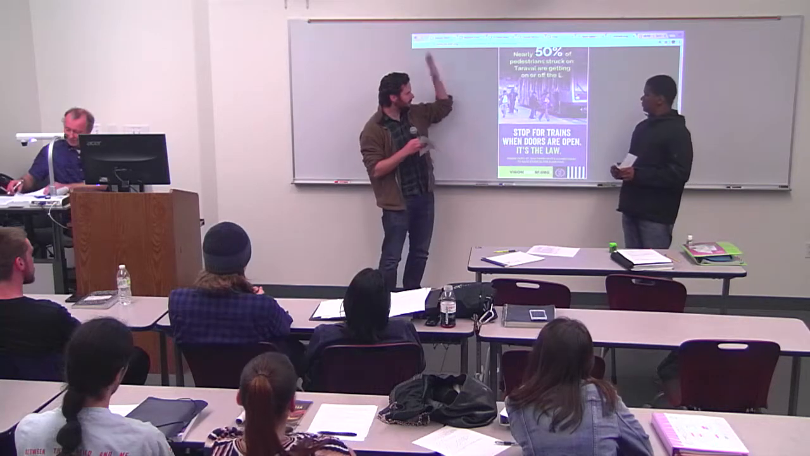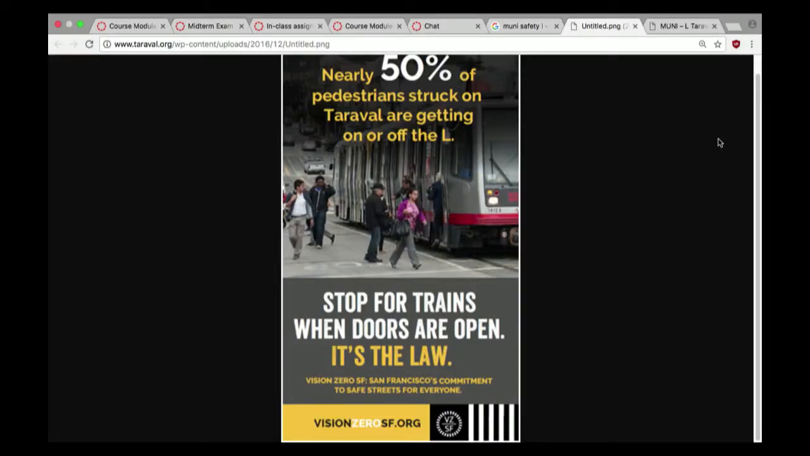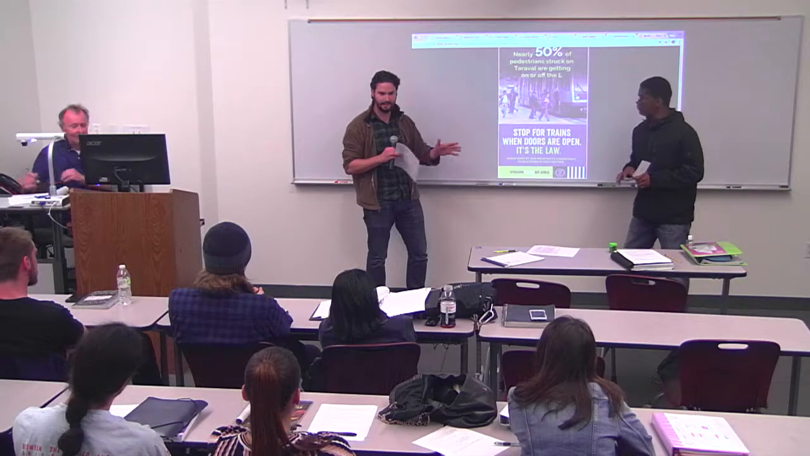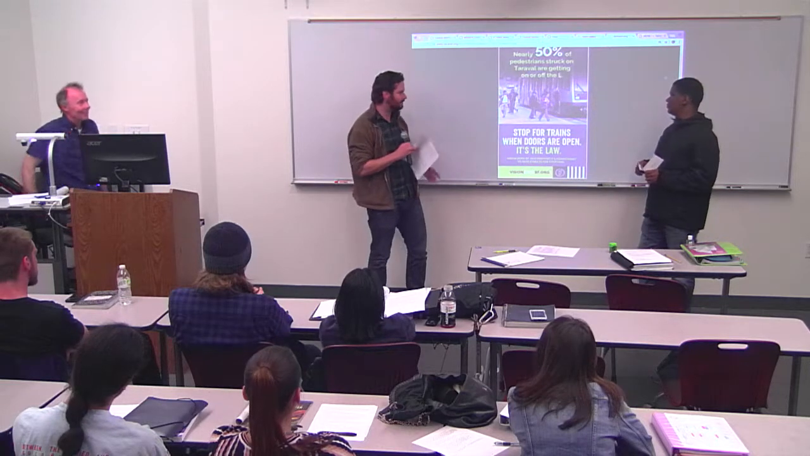So immediately we got nearly 50% of pedestrians struck on the Taraval are getting on and off the L. That's throughout the entire city. 50% of pedestrians that are struck are getting on and off. So for that, it's just a simple basic ad. We wanted to have the yellow and dark represent kind of caution signs, grab your interest, and have the white really stick out so you can read it immediately. So whether or not you're driving on the road near Taraval, you can see this ad, you can see it at the bus stops, and you can see it on the Muni as well.